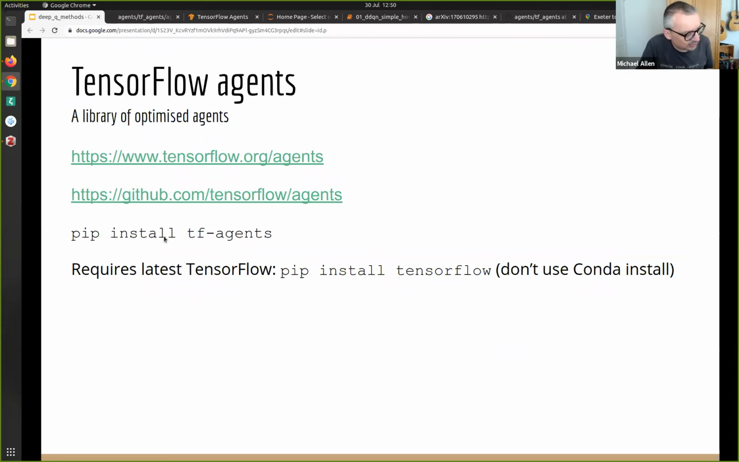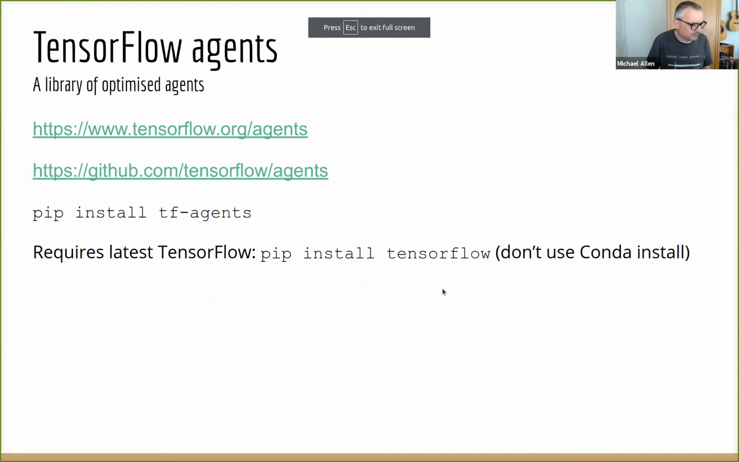If you want to use that at all, it's pip install. It does require the latest TensorFlow. Conda tends to be a bit conservative on the versions that it has, to make sure everything's working together. And TensorFlow agents won't work on the current TensorFlow that's installed with Conda, so pip install TensorFlow. Right, last bit. Oh, well, any questions to that point?